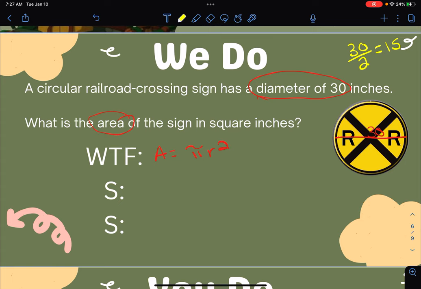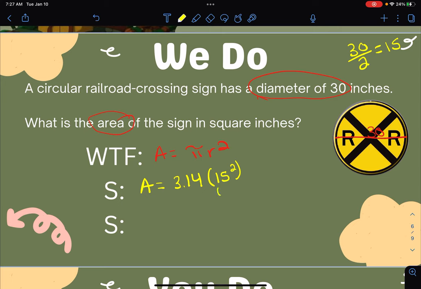That is correct. So now you're going to go ahead and substitute that into your formula. So you have A equals pi. What number do we use for pi? Remember, when it doesn't tell us, we use 3.14. That is correct. And 15 is our radius, and we're going to square that.